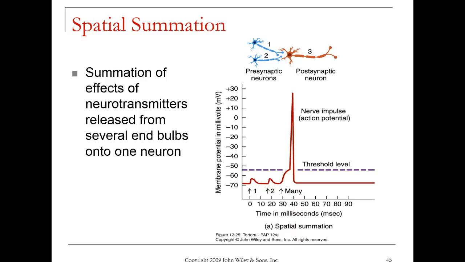So when we see this, here's a good example of spatial summation, the summation of the effects of neurotransmitters from several end bulbs onto one neuron. So you can see up at the top we have our two blue presynaptic neurons, both of them connecting with our third postsynaptic neuron. So if neuron 1 on its own just released one round of neurotransmitter, you can see by looking at the graph, that wouldn't be enough to take this to the threshold. If neuron 2 on its own released one round, then that wouldn't be enough to reach the threshold. But if you started adding together the effects of 1 plus 2, and maybe even more, it could sum up to being enough to reach the threshold. And then you would get an action potential going down the axon.